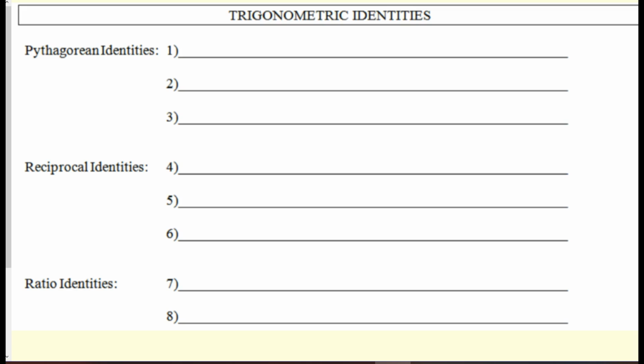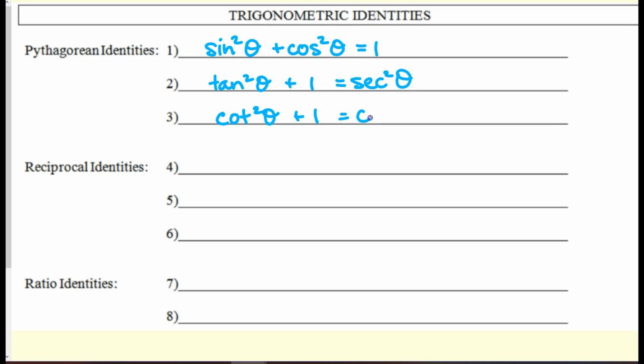The Pythagorean identities look like this. Sine squared theta plus cosine squared theta equals 1. Tangent squared theta plus 1 equals secant squared theta. Cotangent squared theta plus 1 equals cosecant squared theta. It doesn't have to be theta, it could be x or alpha or whatever letter or variable you want to put in there. These things are always true for all angles for which they're defined.